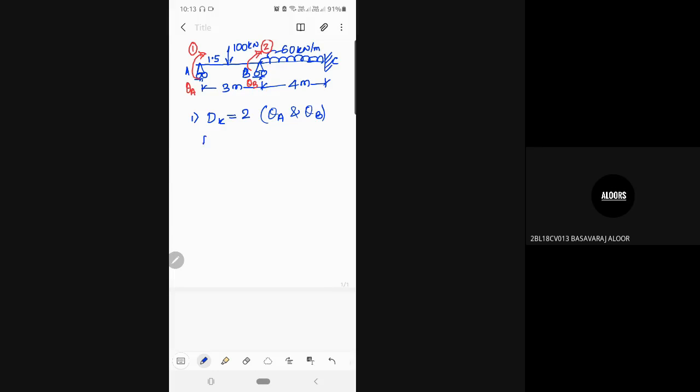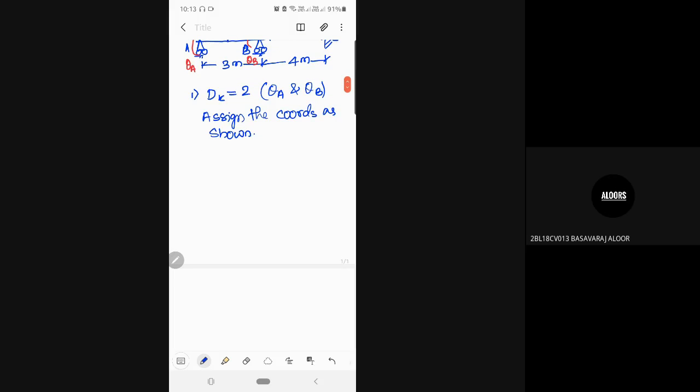Now what you have to do is assign the coordinates as shown. So I have named them coordinate number 1 and coordinate number 2. You can choose any direction. I have taken the clockwise direction, so you can take anti-clockwise, whatever you like. I have assumed clockwise. Clear? The next step is you have to determine the stiffness matrix now.